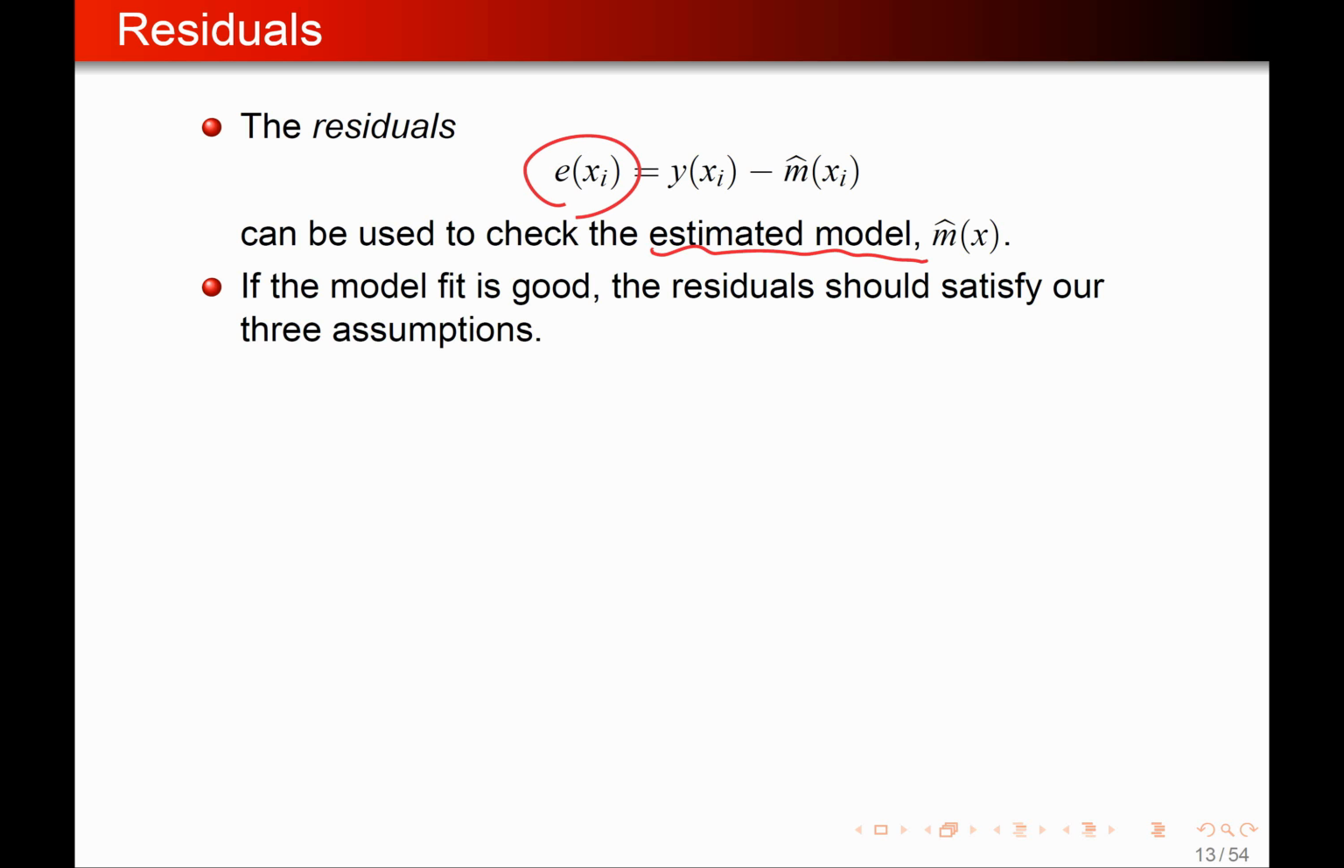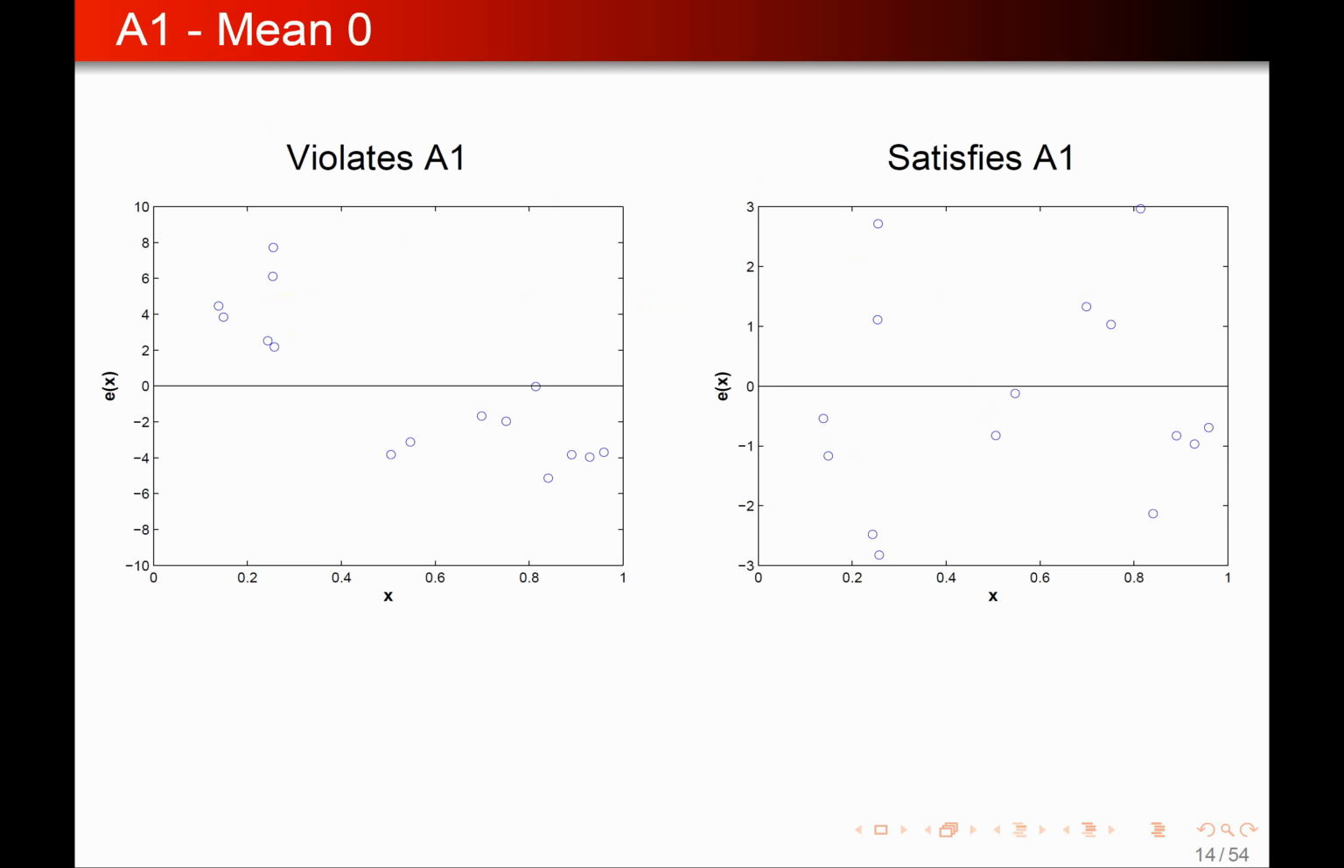This is not epsilon anymore. This epsilon is called error, and this e is called residue, which is also the estimation of an error. Two different parts. So if the model fit is good, the residues should satisfy our three assumptions.